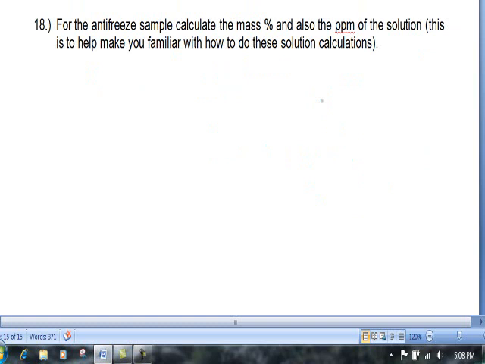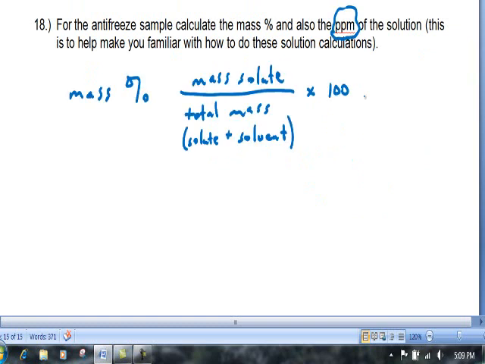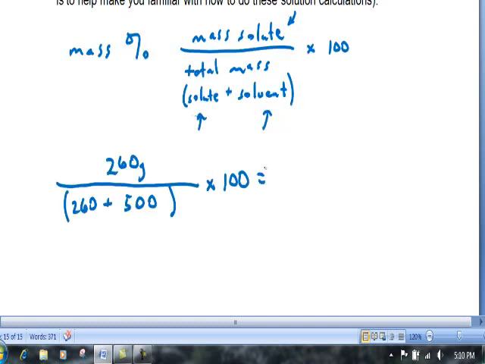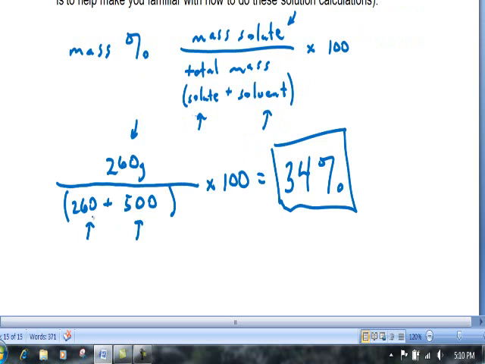The last calculation we have is a connection between mass percent and also parts per million, which is abbreviated ppm. Now mass percent is where we take the mass of the solute and divide it by the total mass of the solution, which would be the mass of the solute added together with the solvent. Our solute mass was 260 grams. Our solvent was 500. Combining the 260 and the 500 gives us the total mass of the solution. This gives us a mass percent of 34%.